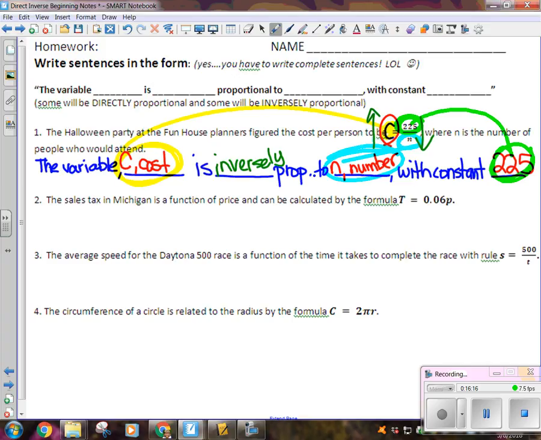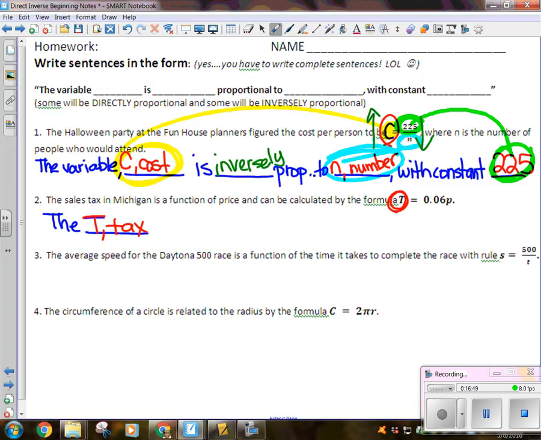Ready? The sales tax in Michigan is a function of price and can be calculated by the formula. Okay, I see the formula. Does everybody see the formula? What two letters are in it? T. What other letter? And what number? Nope. 0.06. Okay, so let's just go see. The T time, right? How did you know T time came first? Well, it's not time. What does T stand for? In this problem, it stands for tax. The T tax.